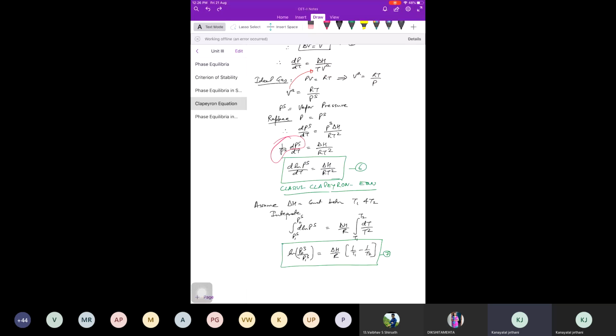So assume again constant delta H, it is normally constant between T1 and T2. It's not dependent on temperature so much. So you can integrate this equation 6 from P1s to P2s and T1 to T2. So what you get is integral of d ln PS from P1s to P2s equal to delta H by R. You can take out delta H from the integral because it's assumed constant, and integral dT by T square from T1 to T2. And integration will give ln P2s by P1s is equal to delta H by R into 1 upon T1 minus 1 upon T2.